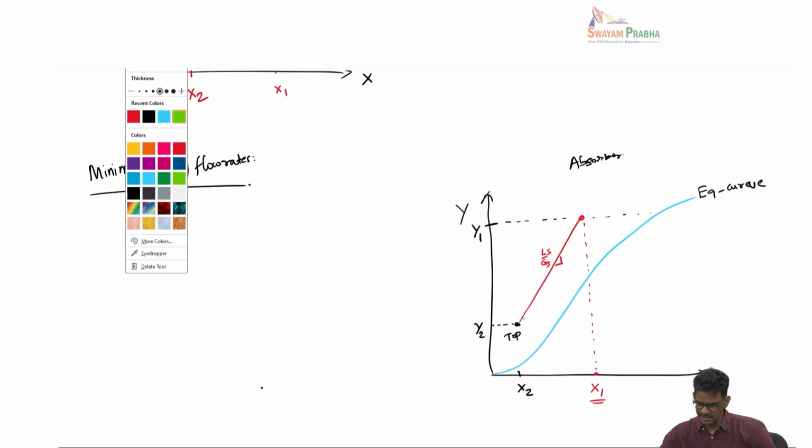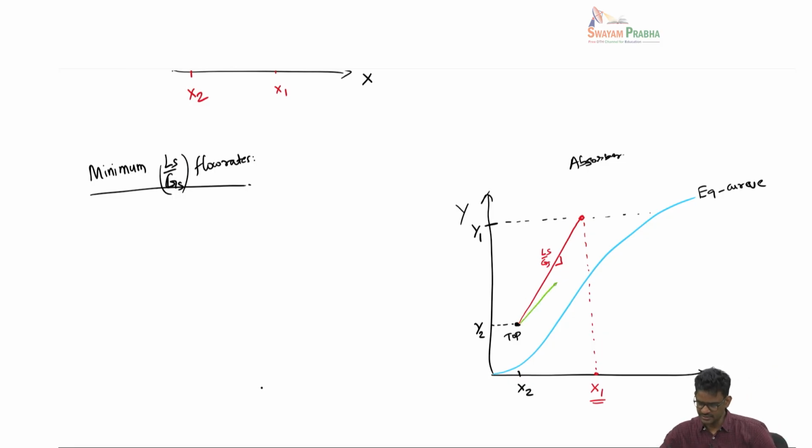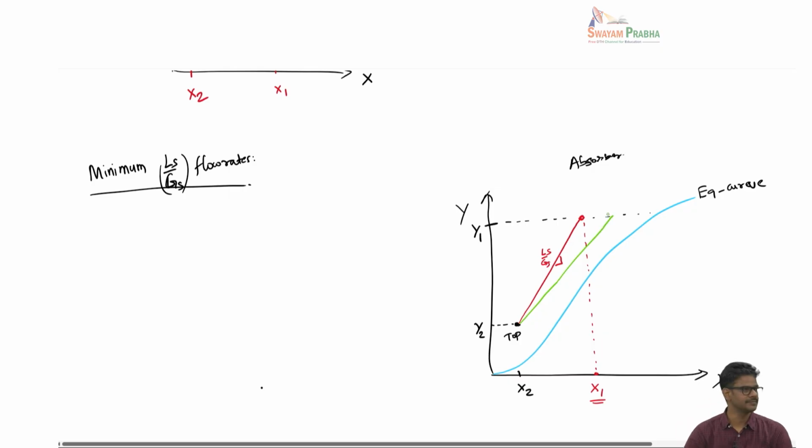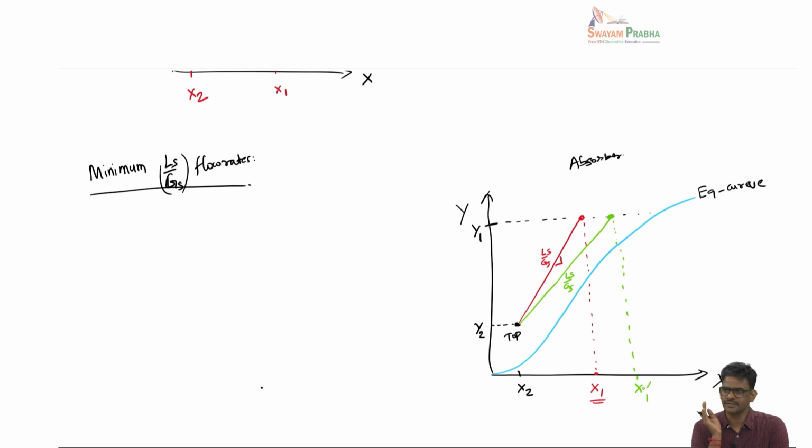Let's say I take a line like this. This is a straight line. If I have chosen this particular liquid flow rate, then my outlet concentration would be x2, not x2, let me put x1 prime. How can I go from this red curve to green curve? What choices have I made here?